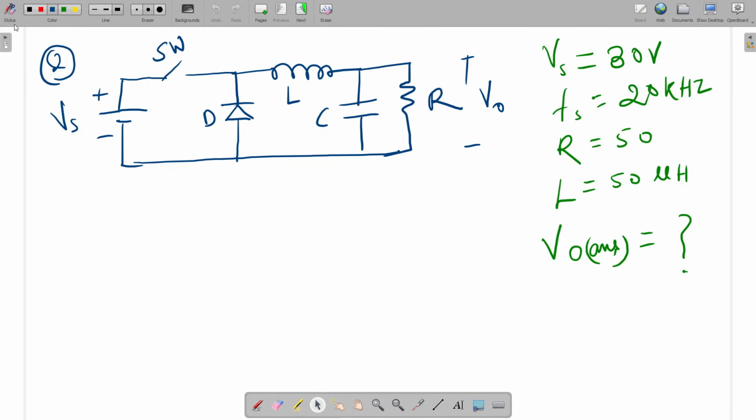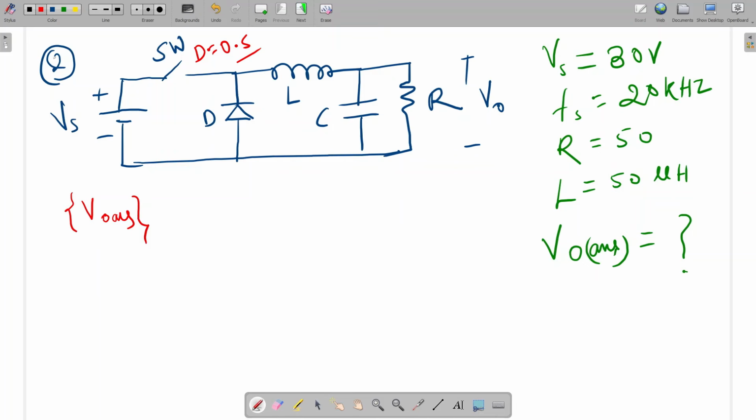So this is the first question I have taken. This is a buck converter question. In the question we have to calculate what will be the average output voltage, V naught average. One second, duty I have not given here. Let me check what is the duty. So R is 50, L is 50 micro, and duty will be 0.5. D will be 0.5. So in this case, we have to calculate what will be the average output voltage.